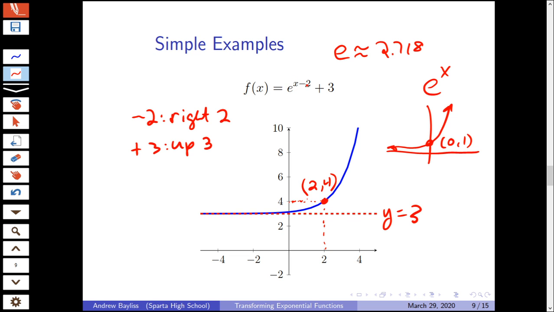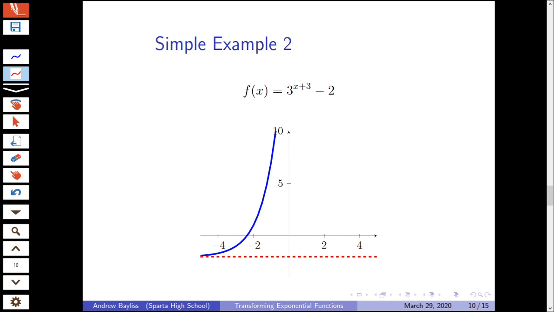This is up in the domain, shifts right and left, changes our x values, and the plus 3 here changes our y values. Good. Another example, 3 to the x. This base doesn't really change much. It's just a little bit steeper than 2 to the x.